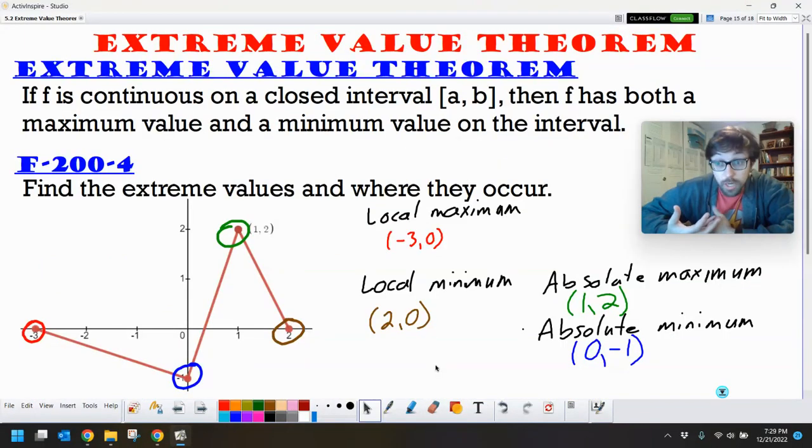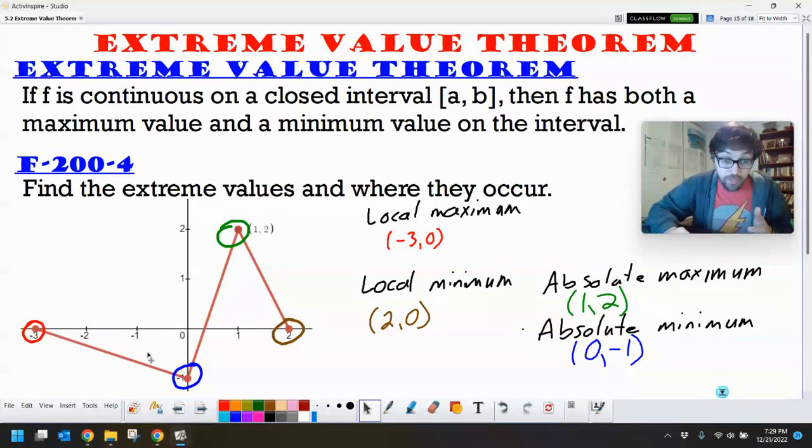What we are talking about right now is the extreme value theorem. What it states is if we have a continuous function and we have a closed interval, it's not just a function that just goes wherever and does whatever. It's a function on a closed interval. It has a start and an end. That function has both a maximum and a minimum value on that interval.